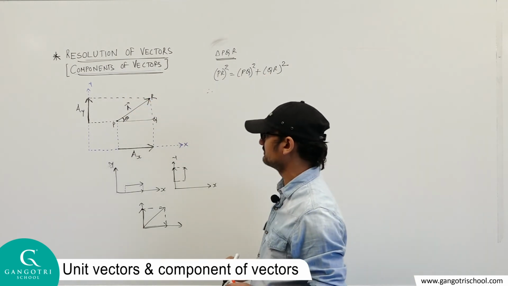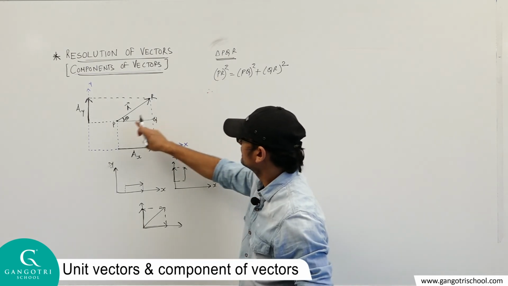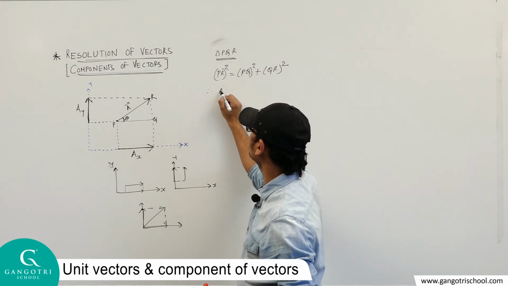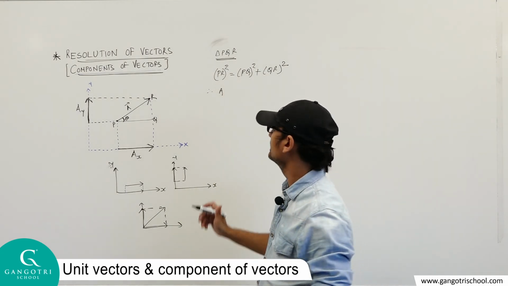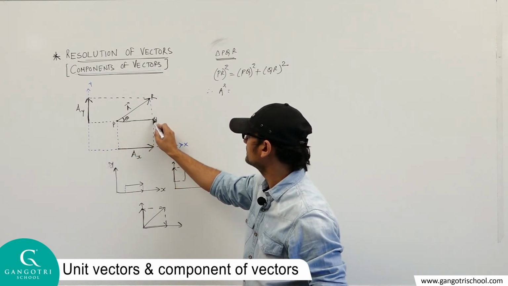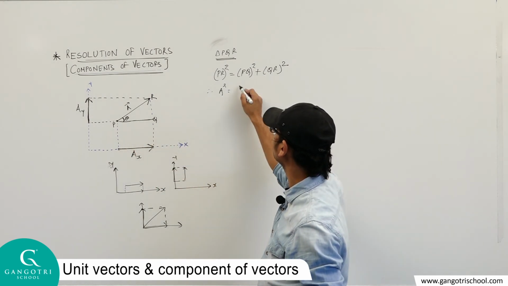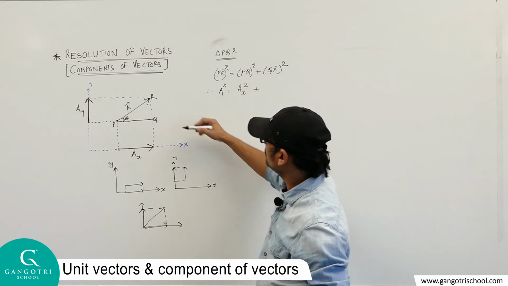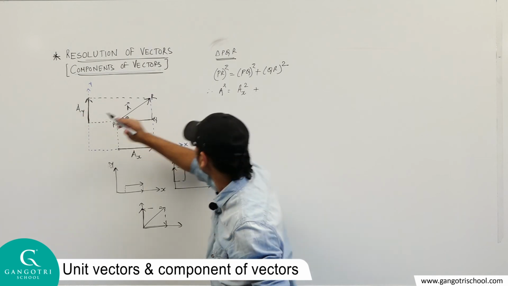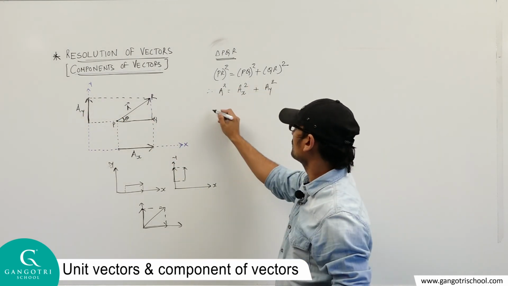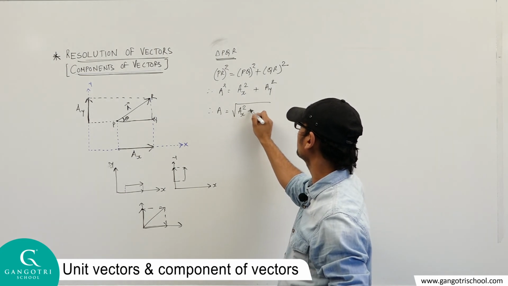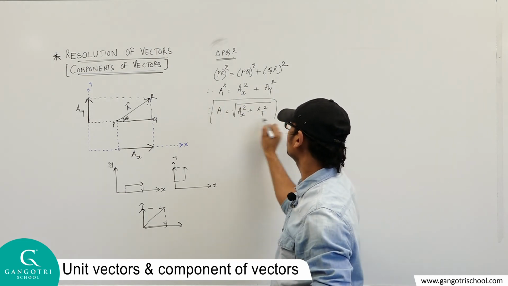You can see from this diagram, PR is actually vector A. But here the arrow is not there, so I'll write only A, only the magnitude. A square is equal to, now think PQ. P to Q is equivalent to AX, so PQ square means AX square. QR is equivalent to AY, so AY square. So remove the square, take the square root on the right hand side: A equals the square root of AX square plus AY square. We will get this equation.